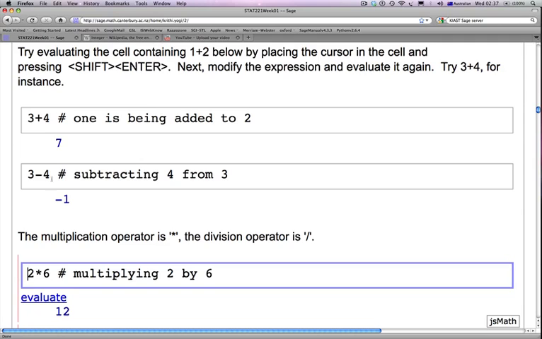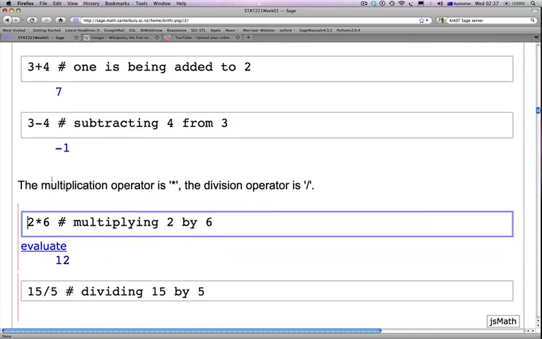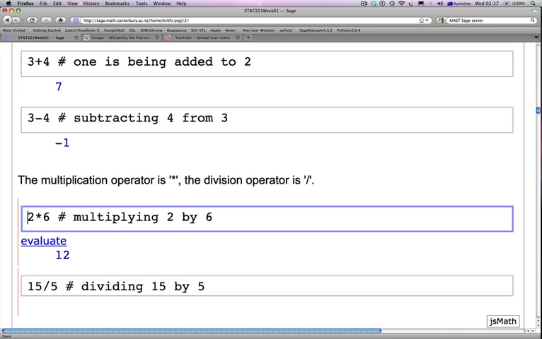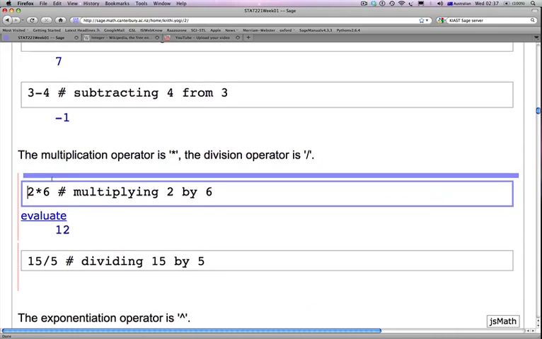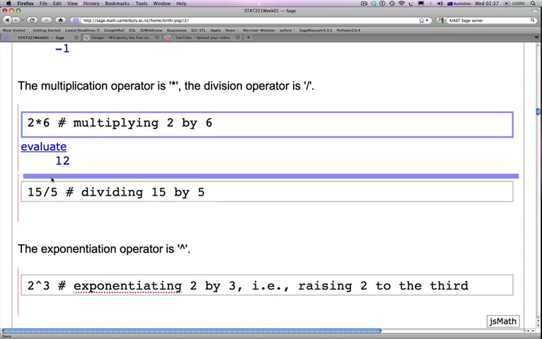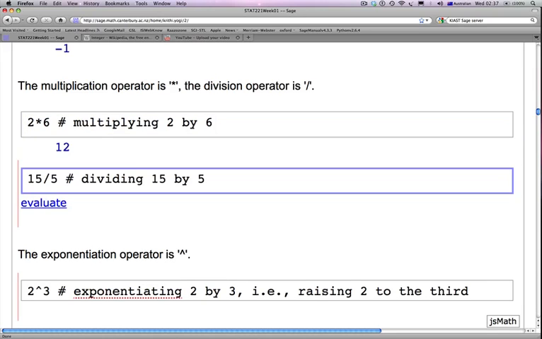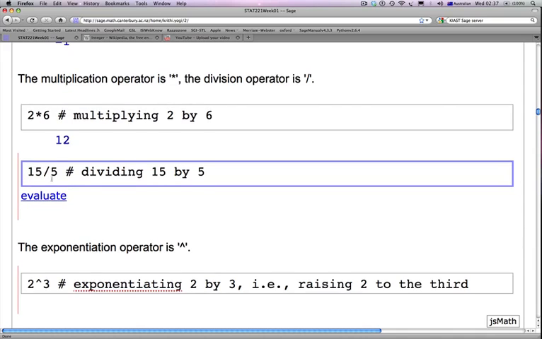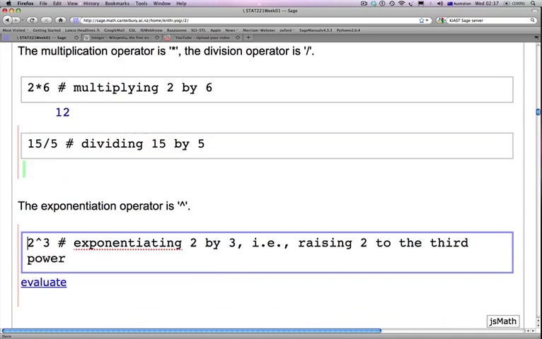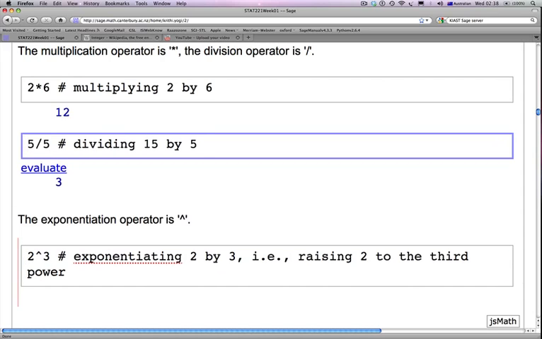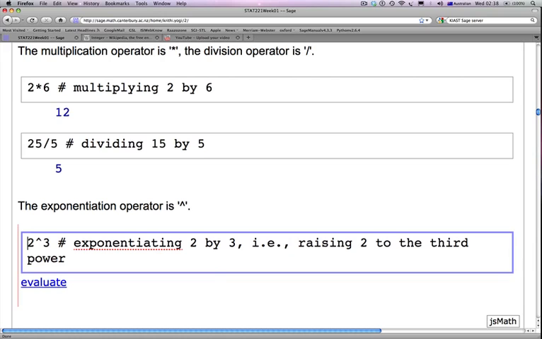That's 3 minus 4, and that is -1. So that's how you do basic addition and multiplication operations in Sage. Here's a multiplication operation. 2 times 6 is 12, so we're multiplying 2 by 6, and we're dividing 15 by 5. So that's pretty easy. If you want to try dividing 25 by 5, you can do that as well.